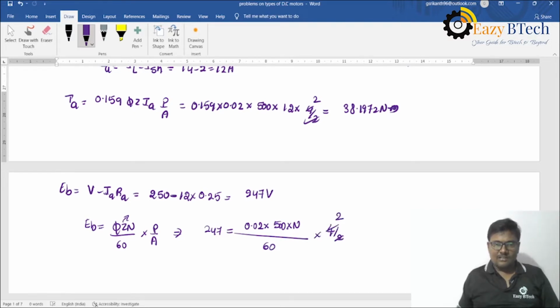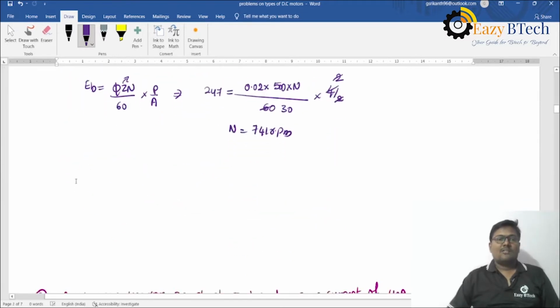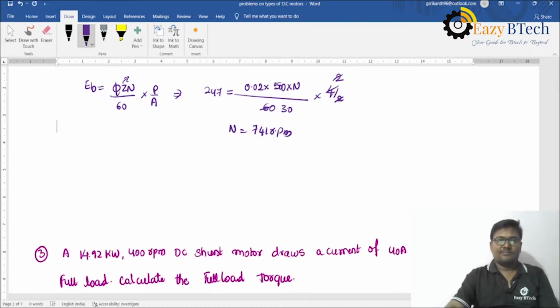4 divided by 2 is 2. Then 247 into 3. Then N is equal to 741 RPM. This is our final answer: 741 RPM.